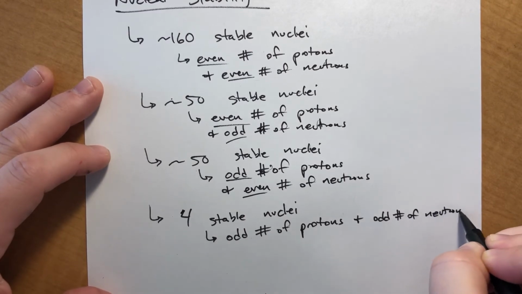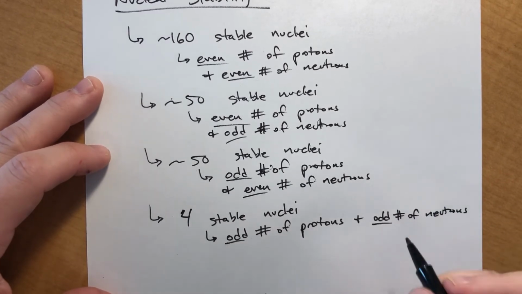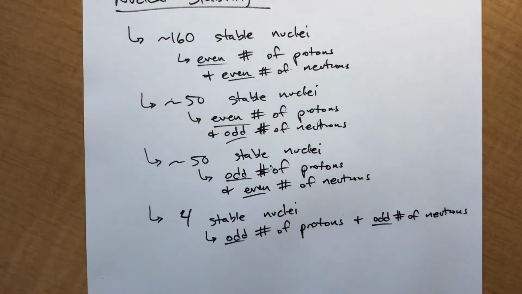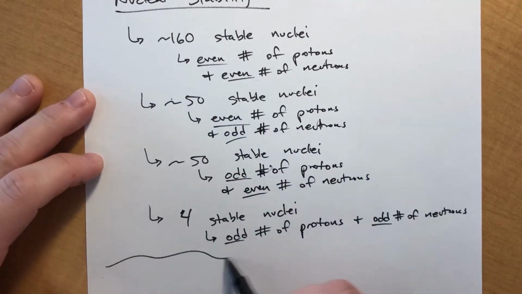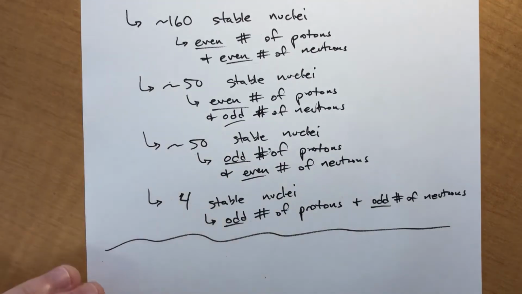So in other words, at a first glance, the main thing we can spot is that even numbers are better than odd for both individual things. Okay. Here's the problem, is that we don't know enough of the details to be able to tell you why certain isotopes are more stable than others. But here are some trends.